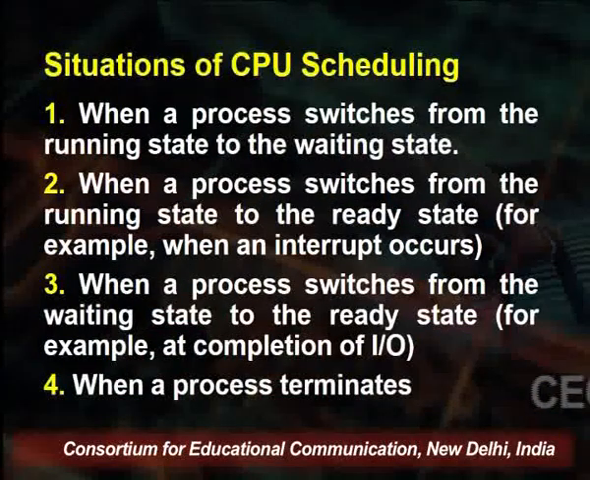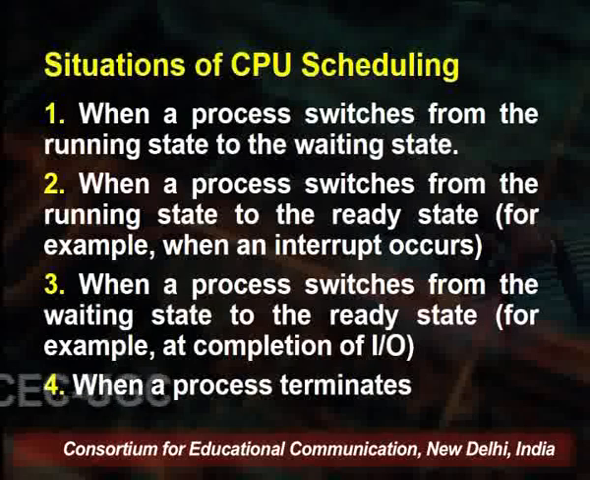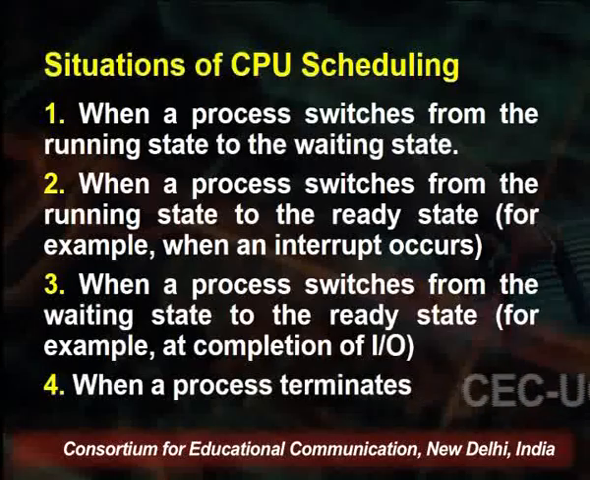The third situation of CPU scheduling could be when a process switches from a waiting state to the ready state. That means the process was in the waiting state, waiting for completion of an input output activity, and now with the completion of that activity, it will switch to the ready state. That means now it is ready to take up the control of CPU. And the fourth one is when a process is terminated. A process is going on and it has completed its execution, and it is terminated.